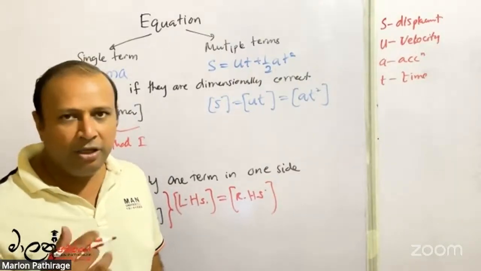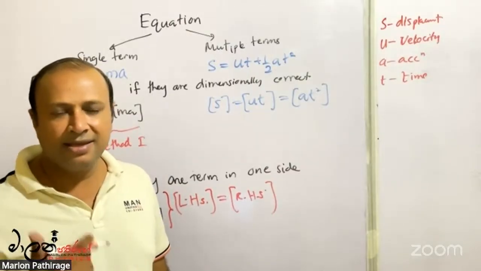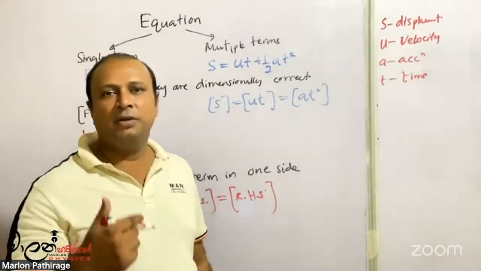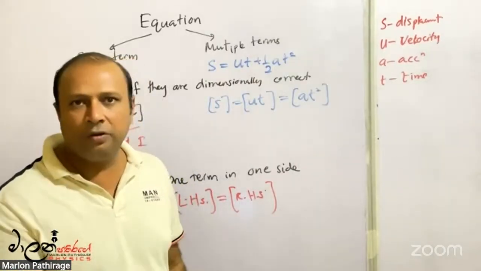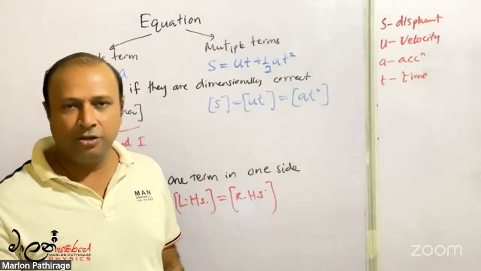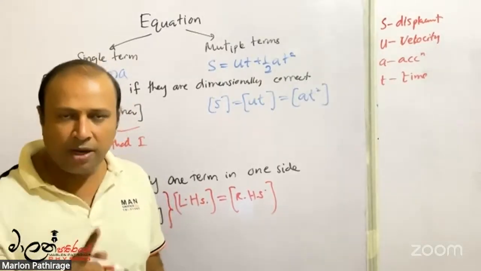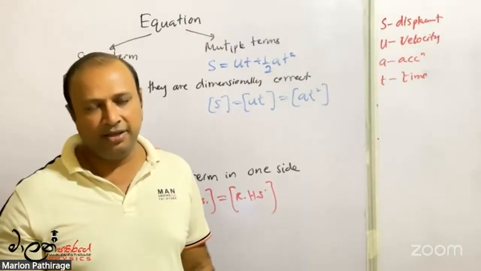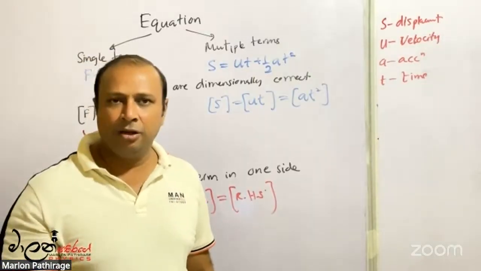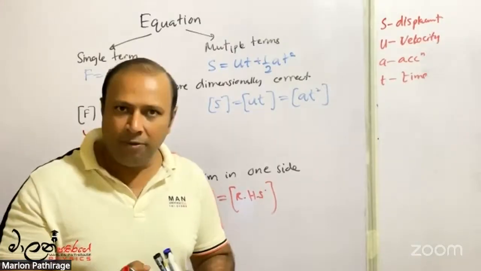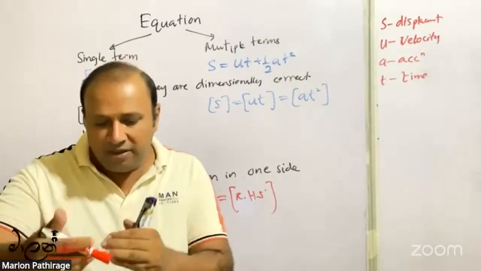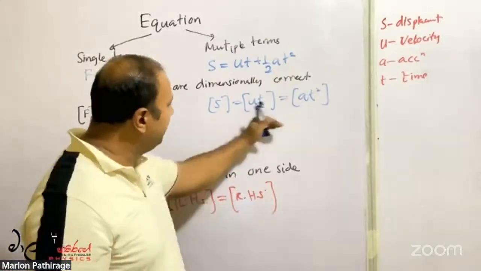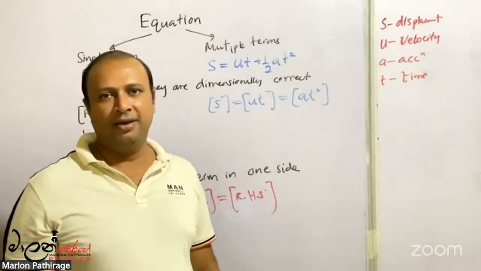Don't equate the dimension of LHS and the dimension of RHS, or the dimension of each term, at the first step. Don't equate them. First, you have to find the dimension of each term separately. Then, look into their dimensions and determine whether they are equal or not. If they are equal, then you can equate them.